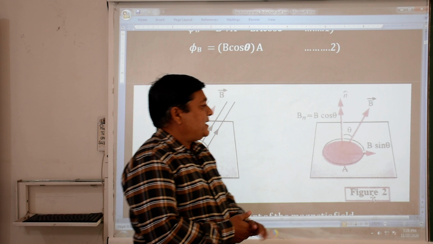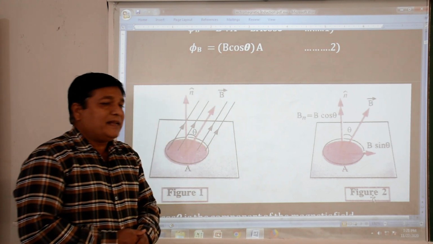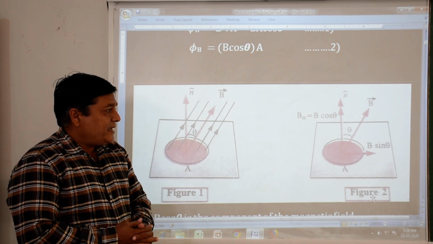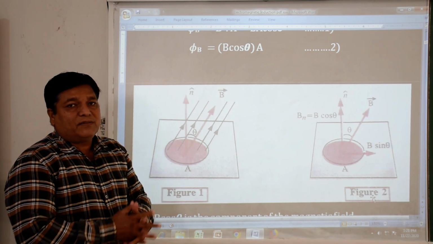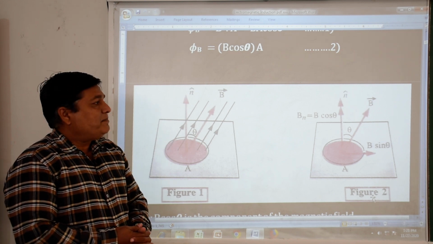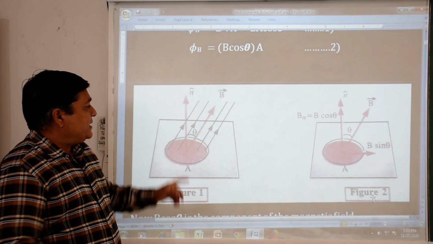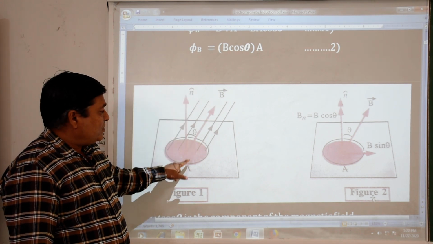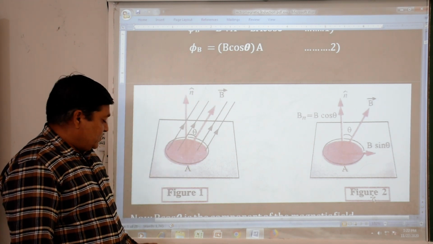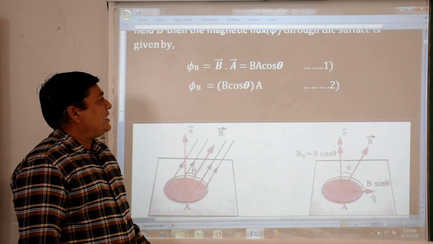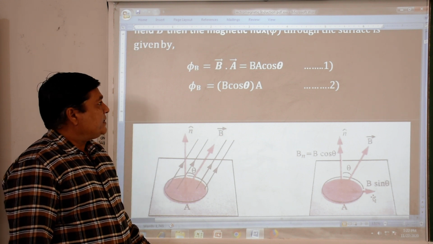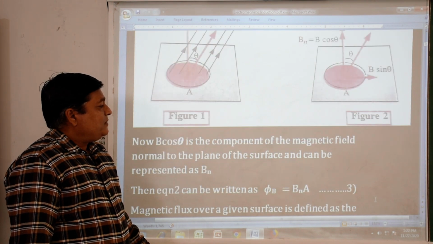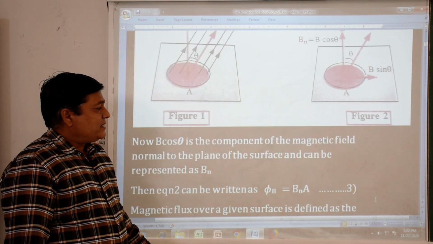So, in this way we can say that the magnetic flux linked with this area is phi of B, which is equal to vector B dot vector A, and the magnitude of vector B dot vector A is written as BA cos theta. And we can see that the direction is indicated by this unit vector which is normal to the plane of the area. So, we write the magnetic flux phi of B is equal to BA cos theta, where theta is the angle between the magnetic field and unit vector n cap.